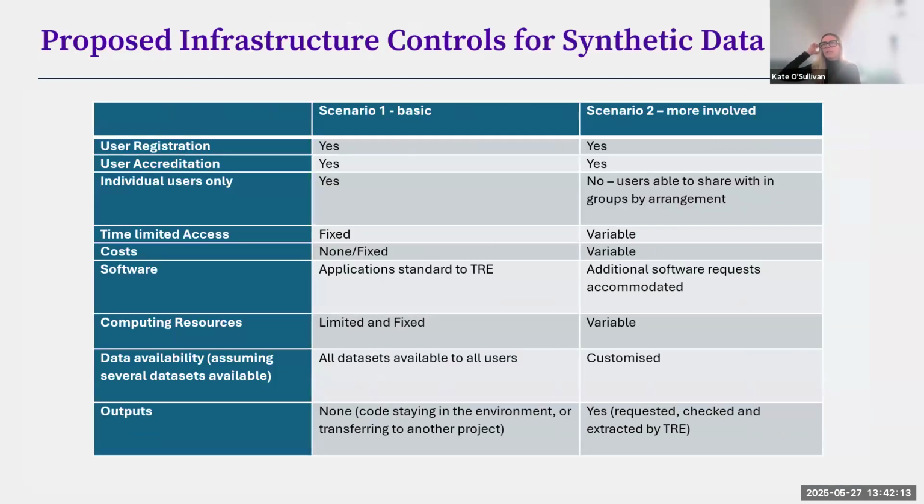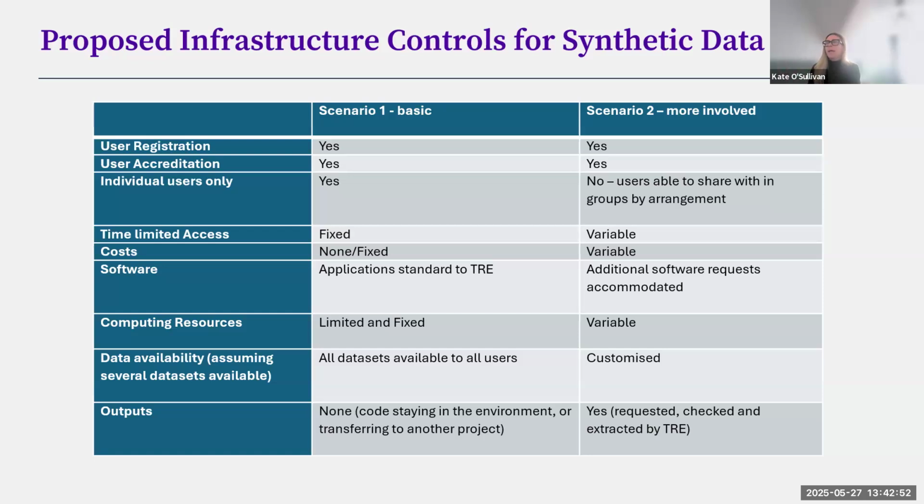So we then moved on to the proposed controls around synthetic data. And again, this is coming out of that governance piece where if we offered basic synthetic data and the infrastructure controls, we would need to do user registration. We would need to have users undertake accreditation and information governance training. We would need to offer a fixed time limited access. We would need to think about costs around this. So do we offer, is it free? Should we have fixed costs?